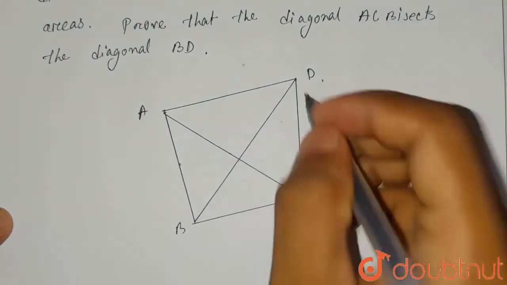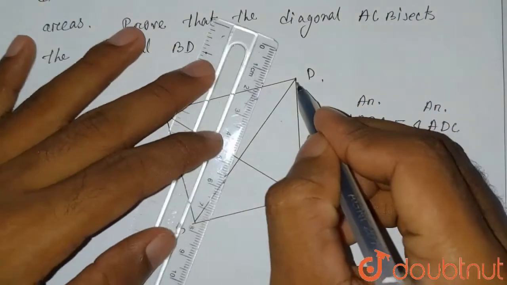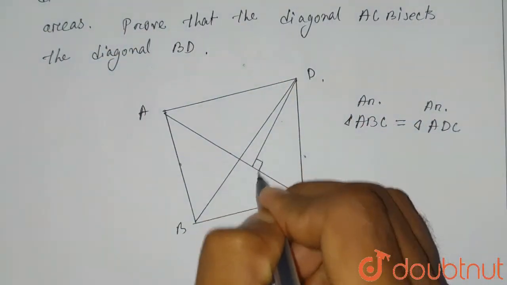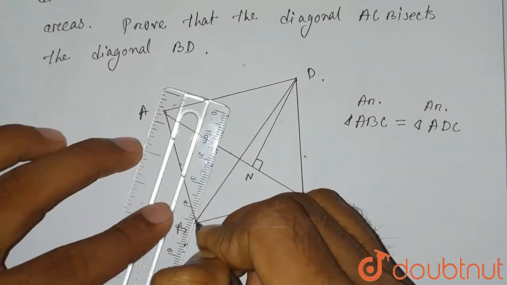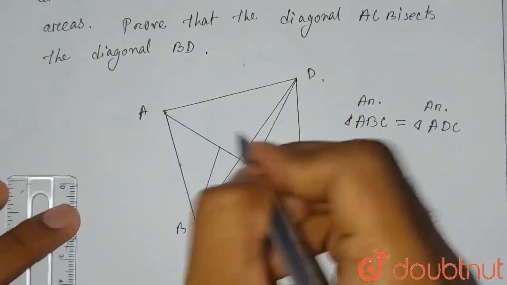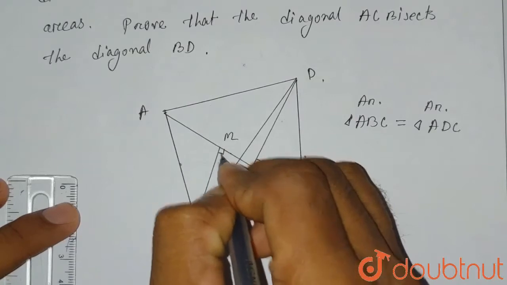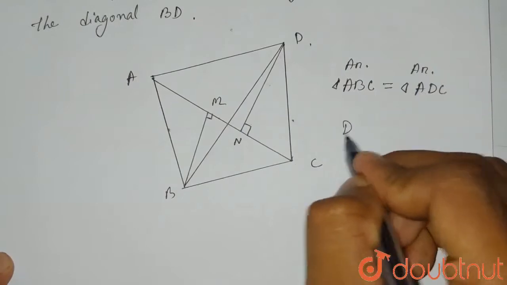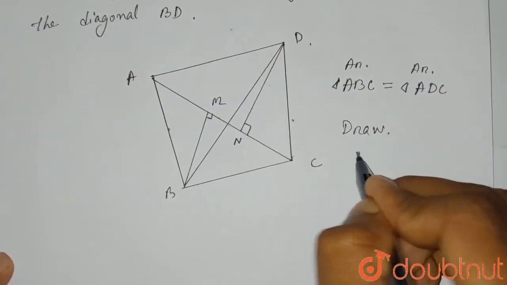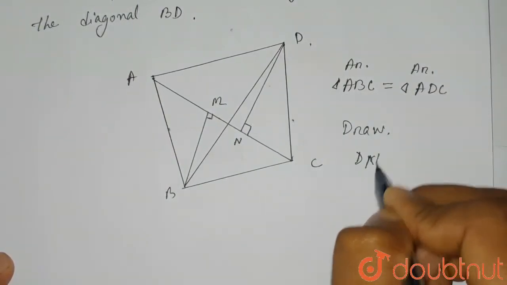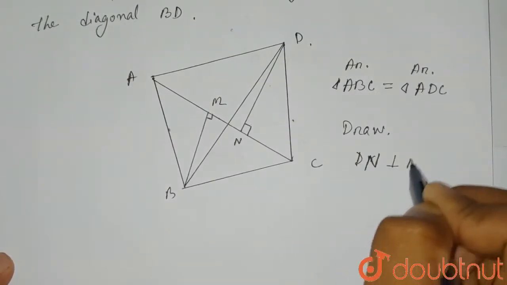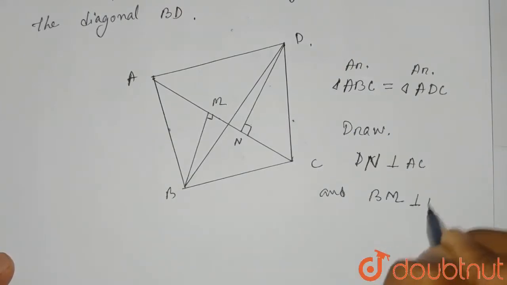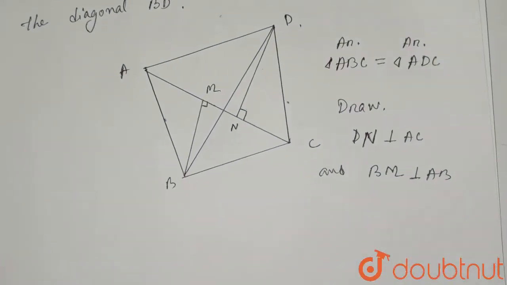Okay, so from point D we have to do a simple construction. From point D we'll draw a perpendicular on AC. Let's say this is DN, and from point B also a perpendicular on AC, which will be BM. This angle is 90, this angle is 90. So the construction is: draw DN perpendicular to AC and BM perpendicular to AC. Okay, so this will be the construction.